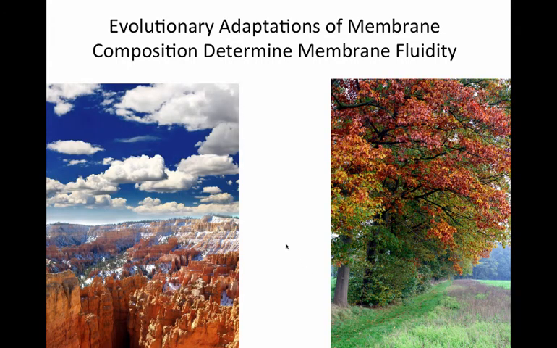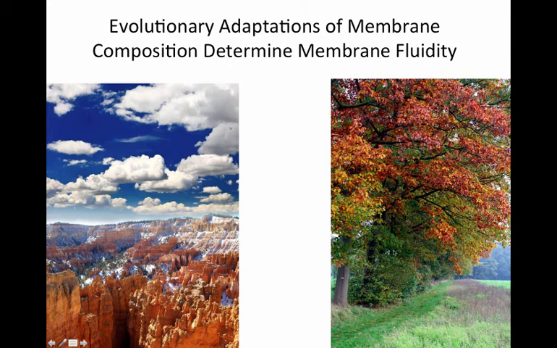There are evolutionary adaptations of membrane composition that determine membrane fluidity. In an environment like this, in this beautiful picture to your left, you would think it's really cold. Organisms have to adapt to survive the temperatures that are here versus temperatures that are here. Think about how plant cells survive as seasons change. You have some evergreen trees that are always green. You have some winter wheat that will come up in the winter. How does this wheat survive the winter?